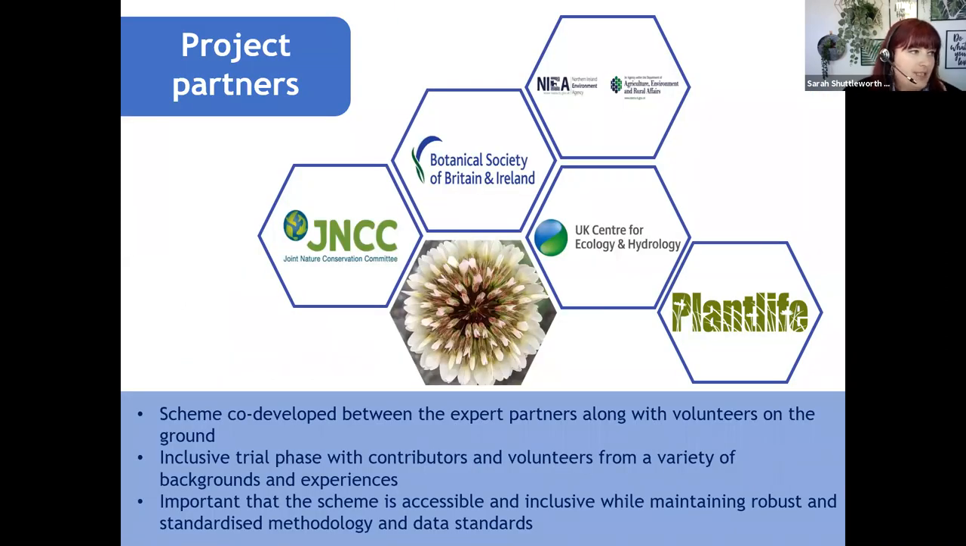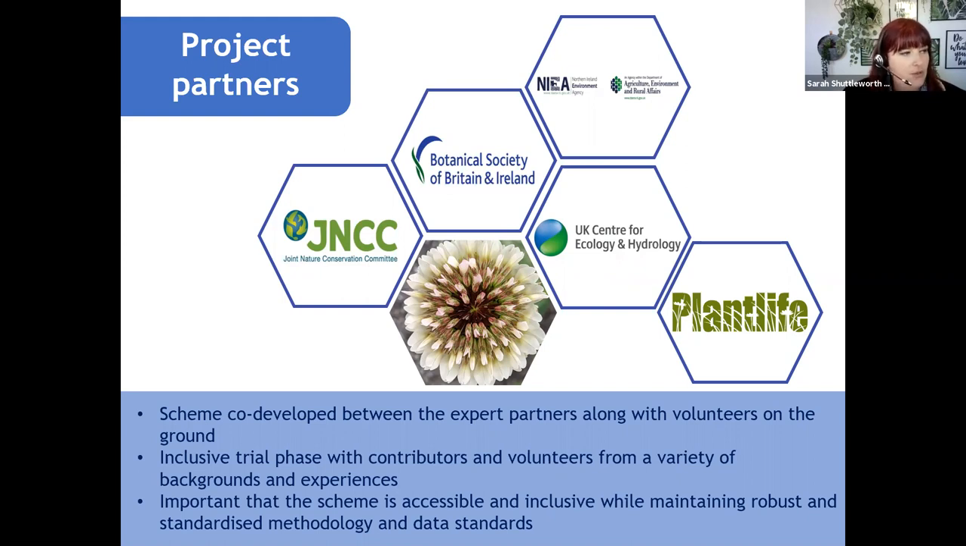The National Plant Monitoring Scheme was designed and developed by the BSBI, CEH, JNCC, and Plantlife. The JNCC, the Joint Nature Conservation Committee, is the public body that advises the UK government and devolved administrations on UK-wide and international nature conservation. They provide a shared scientific nature conservation service for the UK and are a mechanism for pooling resources to obtain evidence and advice on nature conservation and natural capital.